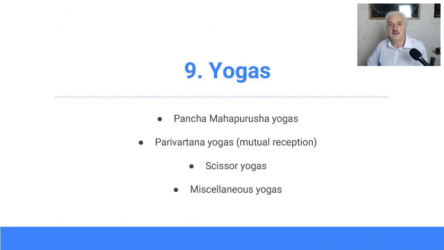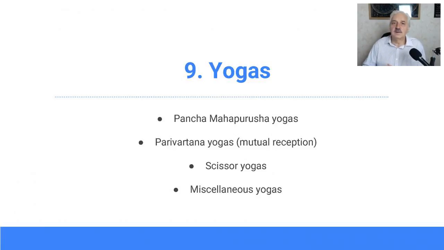Yogas is again something very different. I don't think something similar exists in Western astrology, at least, well, maybe a little bit, some concepts. The idea of yogas is that you can find in a chart some particular meaningful configuration or combination of factors, and that will mean something for you. As an example, there are 5 yogas which are called Pancha Mahapurusha yogas. Pancha means 5, Maha means big, Purusha means soul. 5 signs of a great soul, let's say.